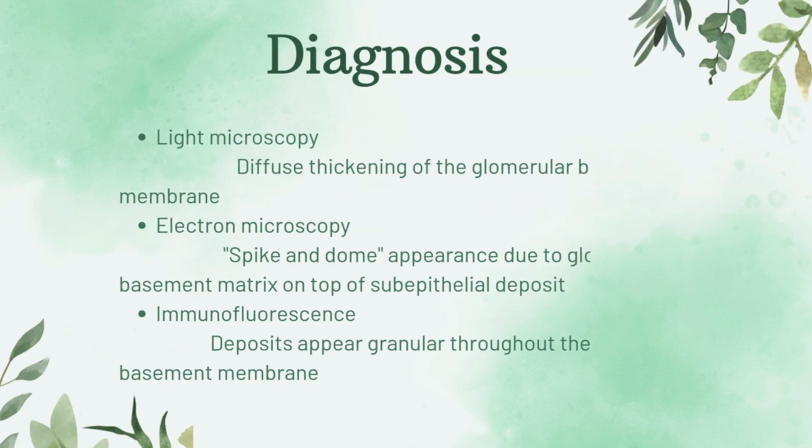We can diagnose membranous nephropathy with a kidney biopsy. On light microscopy, there is diffuse thickening of the glomerular basement membrane. Electron microscopy shows the classic spike and dome appearance, caused by subepithelial immune complex deposits. Immunofluorescence reveals granular deposits of IgG and C3 along the glomerular basement membrane.